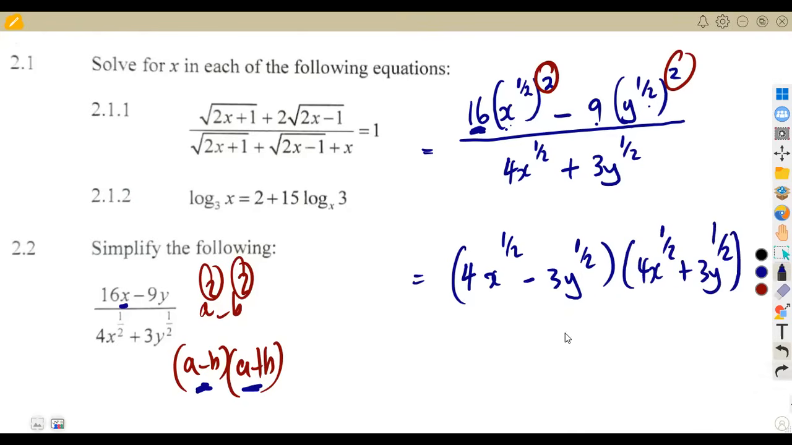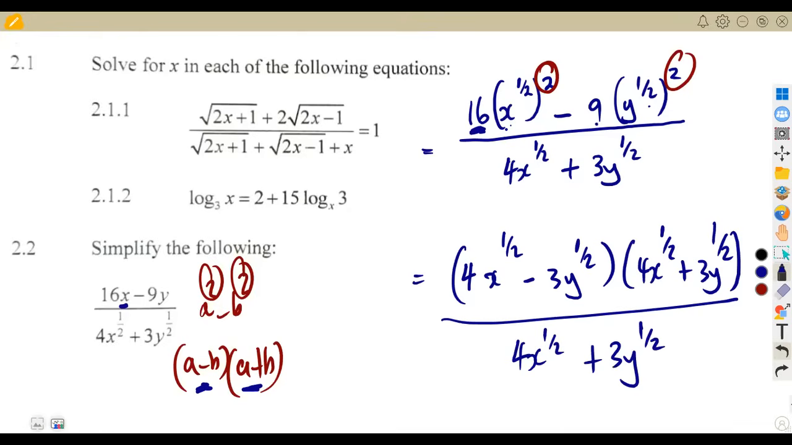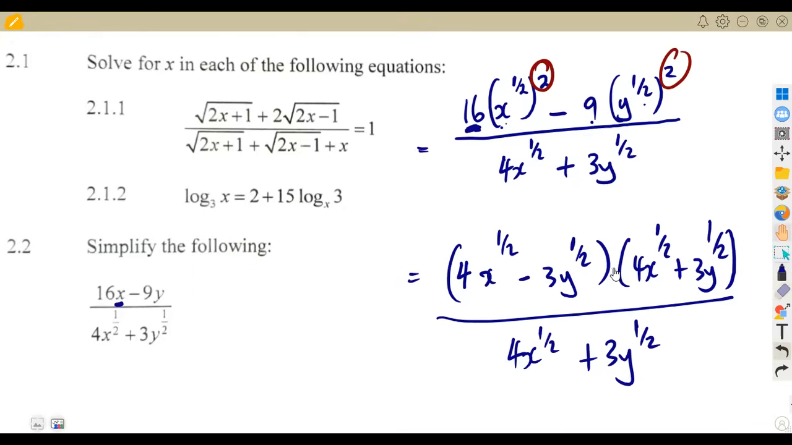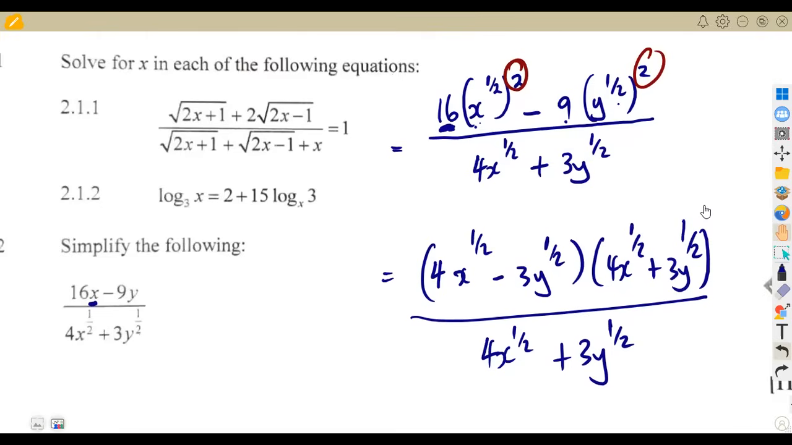Everything over what? Everything over the denominator that we are given, which is 4x to the exponent of a half plus 3y to the exponent of a half. Actually, our department is trying on this question. The repetition, yes, but it's something that you just need to focus on. They are no longer giving us those direct difference of 2 squares. So they need us to revise as much as we can.